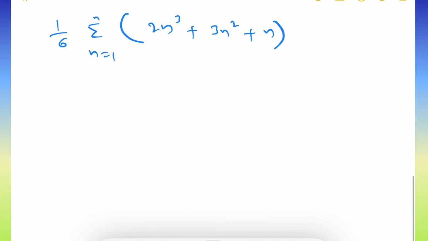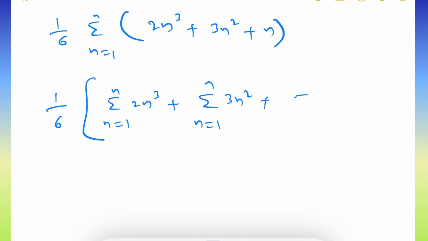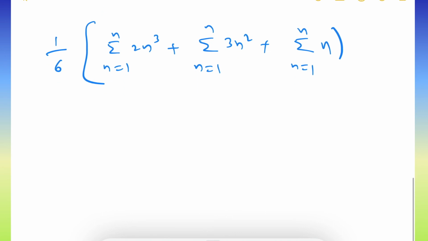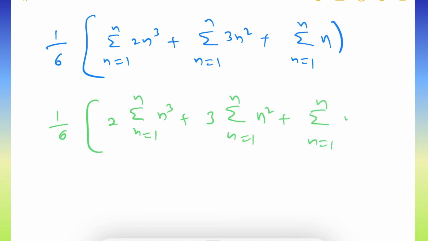Now let us separate it. 1 by 6 is applicable for all, so sigma n equals 1 to n 2n cube plus sigma n equals 1 to n 3n square plus sigma n equals 1 to n n. Now whatever the numbers are there, those all will come outside. So 1 by 6 as it is into 2 times sigma n equals 1 to n n cube plus 3 into sigma n equals 1 to n n square plus sigma n equals 1 to n n. Now let us apply the formulas for that.